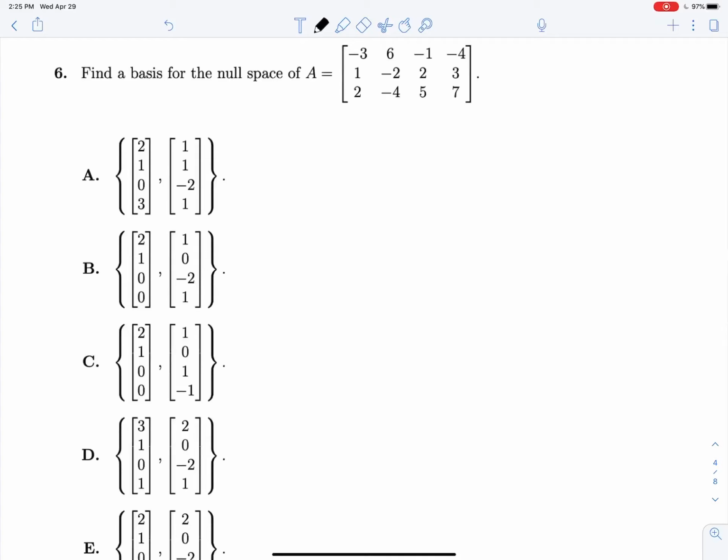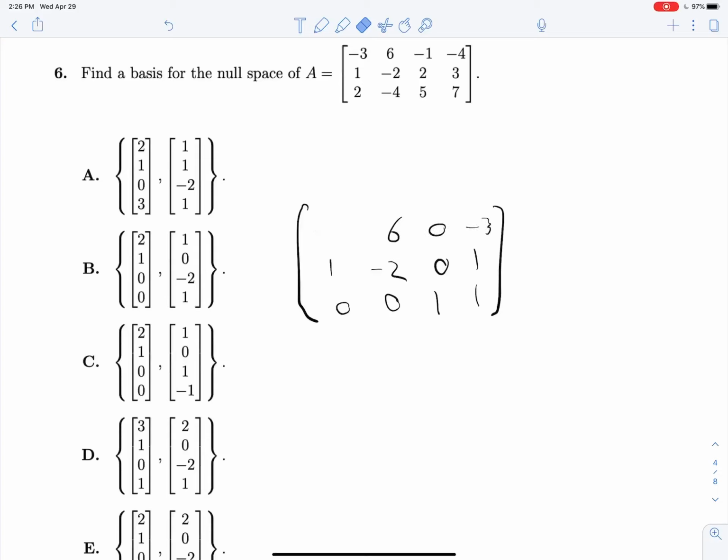Okay, 6, let's find a basis for the null space of A. Let's hope I don't make a row reduction mistake like I did earlier. Minus 3, 6, minus 1, minus 4, 1, negative 2, 2, 3, 2, negative 4, 5, 7. Okay, let's subtract two row 2s from row 3. We get a 0, 0. Minus 4 gives us 1, minus 6 gives us 1. That can set this to 0, 1, and this to 0, negative 3.